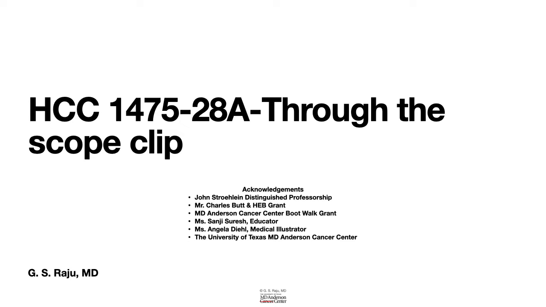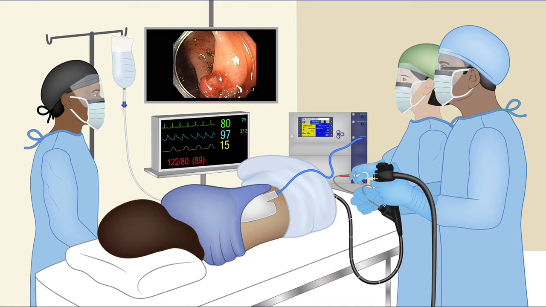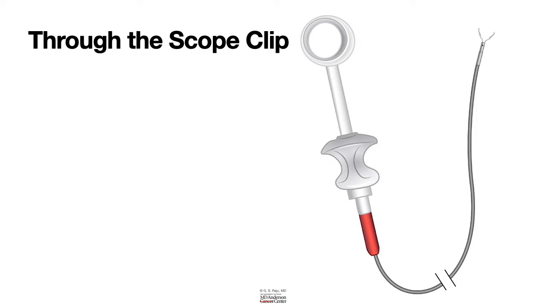Greetings. Let us learn about the use of through the scope clips in GI endoscopy. So here is a case. We are applying a clip to control bleeding, and in addition to hemostasis, through the scope clip can do a lot of different things.